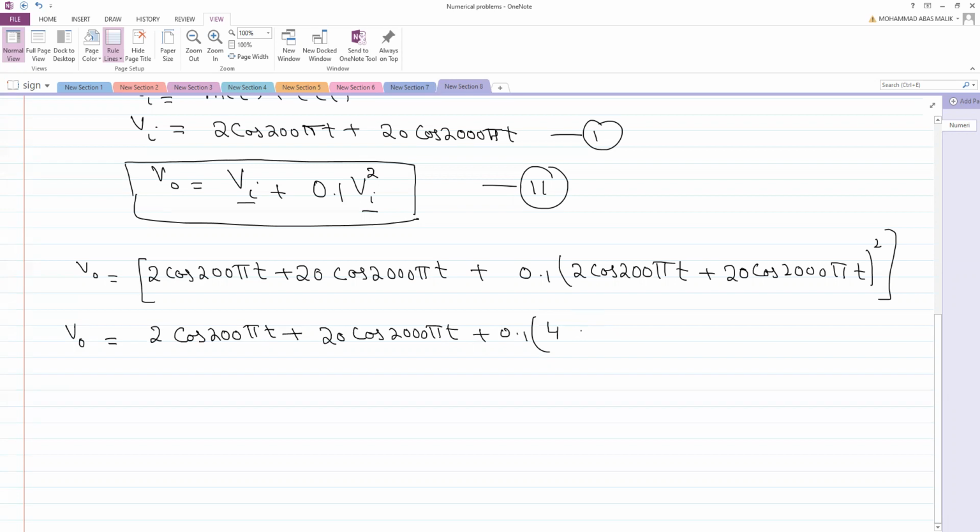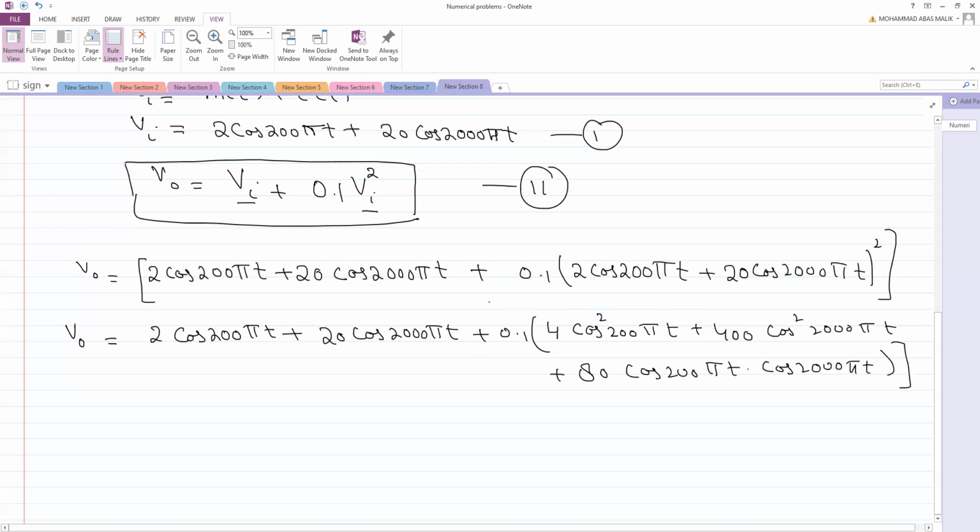Okay. So first, a square is 4 cos square 200 pi t. b square is 20 into 20, that's equal to 400 cos square 2000 pi t. Plus 2ab will be equal to 2 into 2 is 4, 4 into 20 is 80, so 80 cos 200 pi t into cos 2000 pi t. This is your value. Now V output finally is equal.